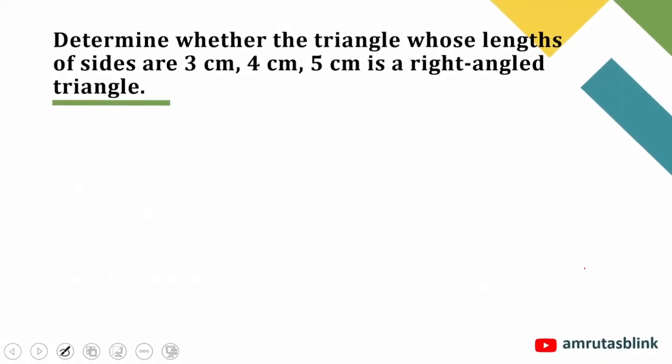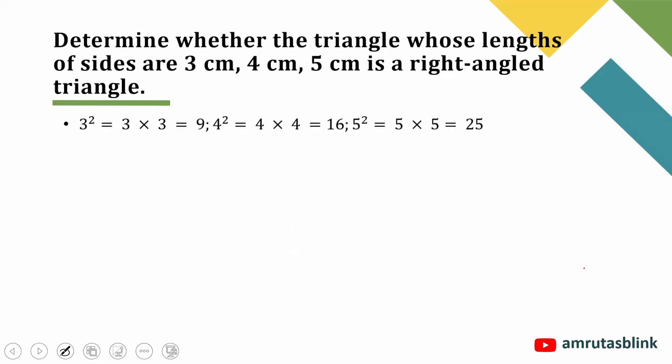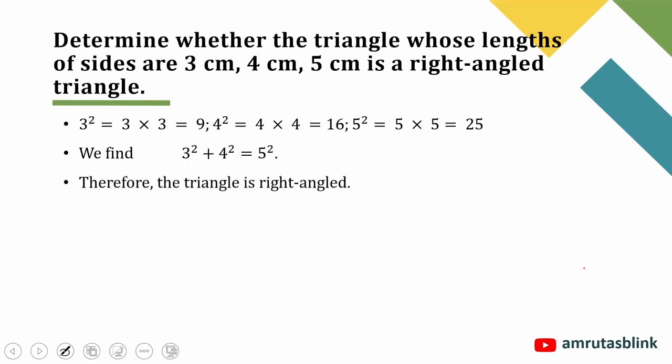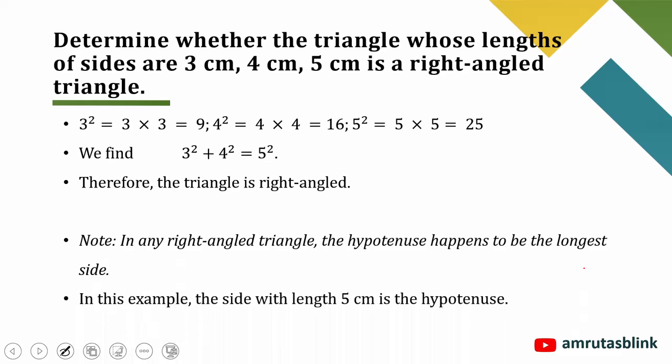Determine whether the triangle whose length of the sides are 3 cm, 4 cm and 5 cm is right angled or not. Now let's say 3 square is equal to 3 into 3, which is equal to 9. 4 square is 4 into 4, which is equal to 16, and 5 square is 5 into 5, which is equal to 25. Now can we say that 9 plus 16 is equal to 25? Yes. That means we can say 3 square plus 4 square is equal to 5 square, and hence it is a right angled triangle. In any right angled triangle, hypotenuse happens to be the longest side. So in this example, 5 is a hypotenuse.